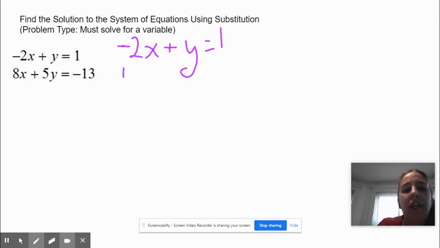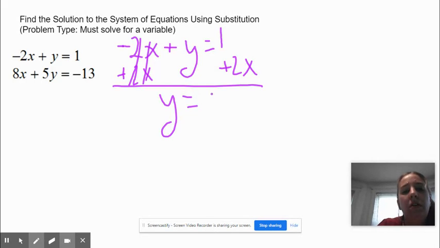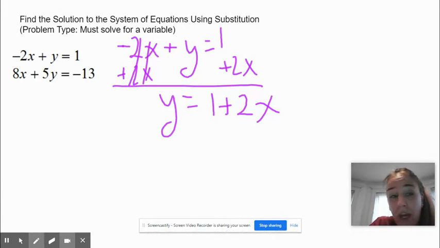So I'm just going to real quick add 2x to both sides. And now I've isolated y. Okay, so y equals 1 plus 2x, or 2x plus 1. If you're taking notes, write that down. I'm about to clear the screen, so I have space.